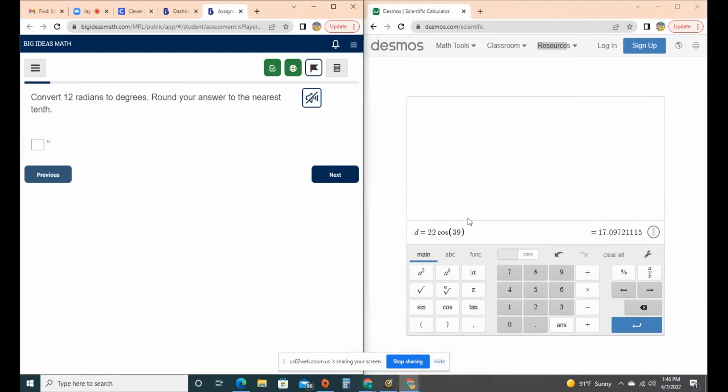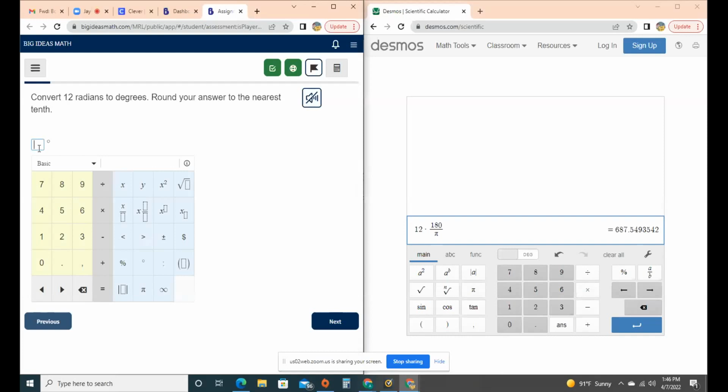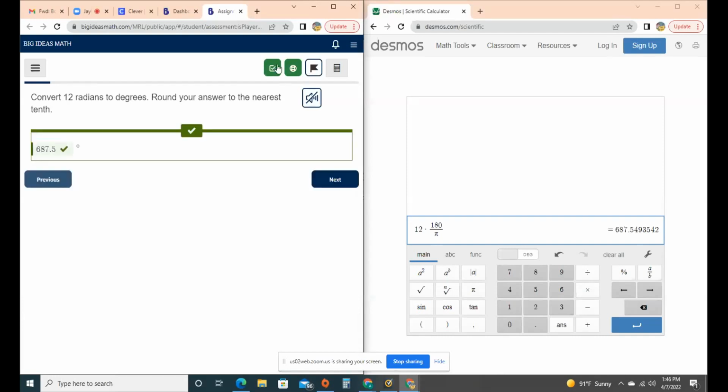So you take 12 radians. Type the number 12. When you're going from radians to degrees, you multiply by 180 divided by pi. And see how it wants your answer in degrees to the nearest tenth. That's why you can go to the calculator for the 687.5, it looks like.